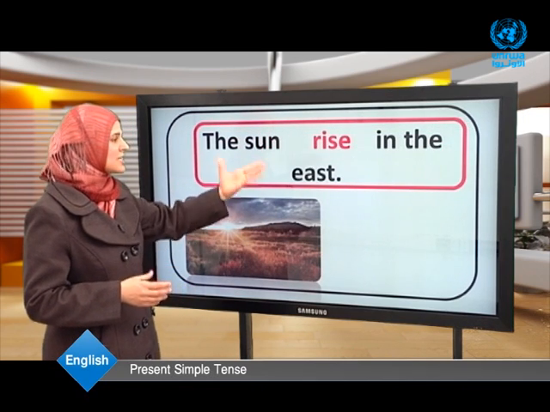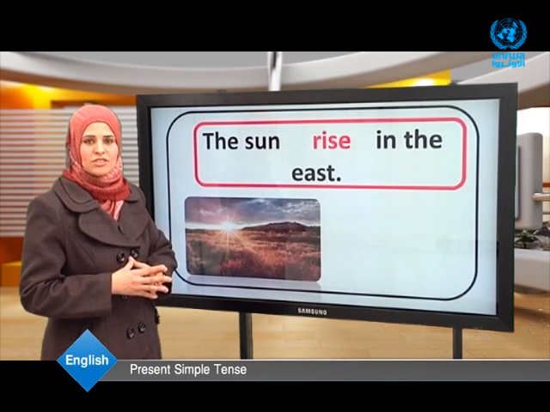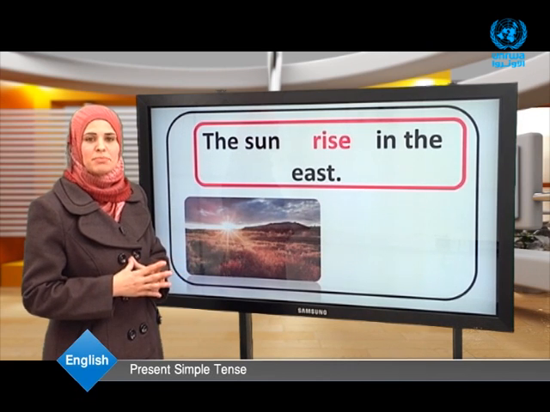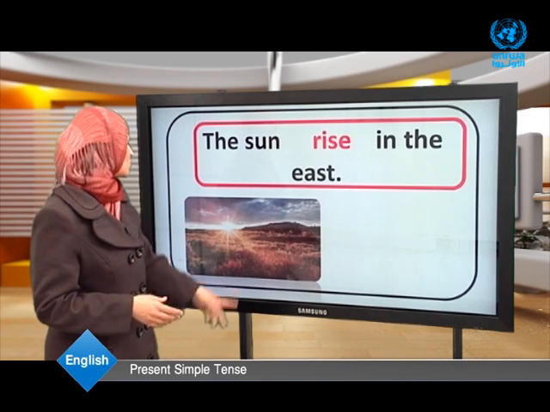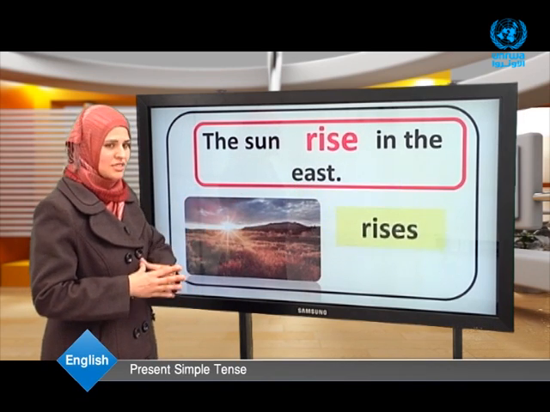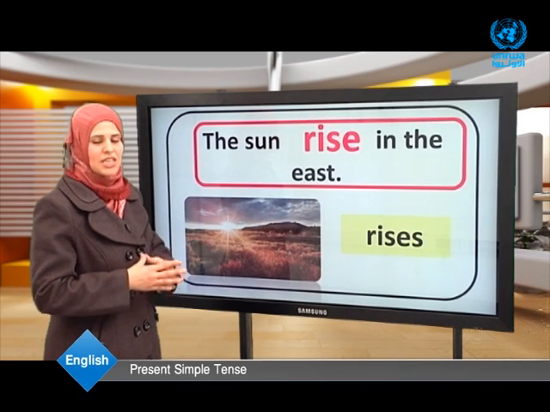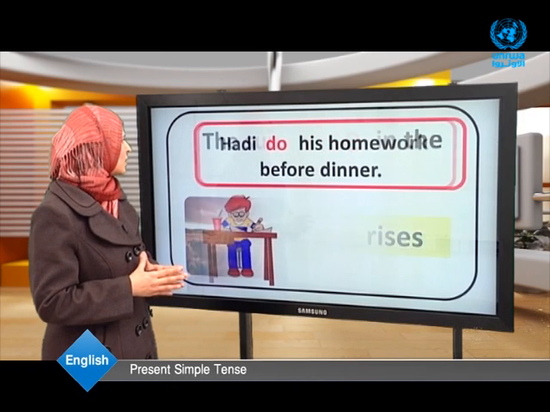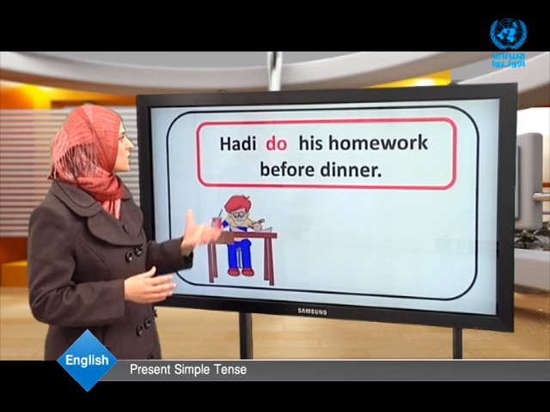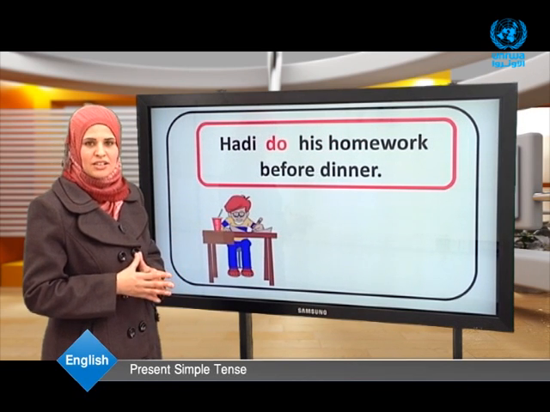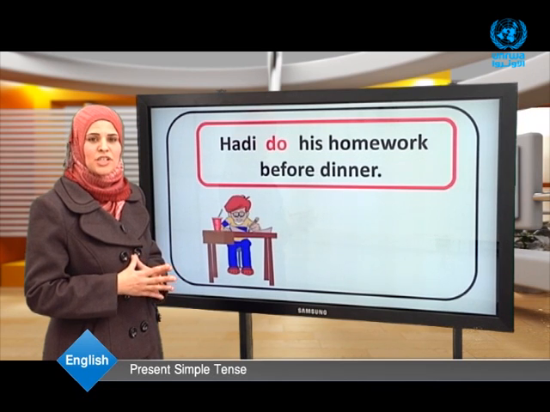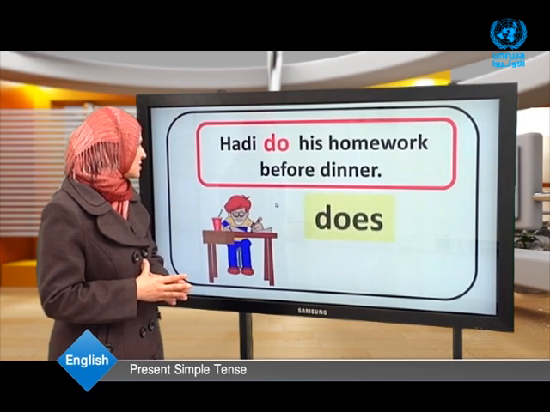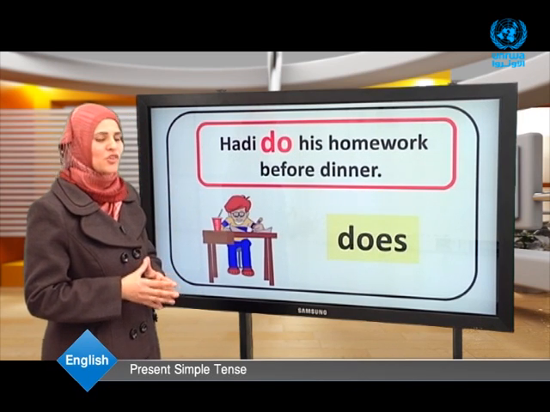Let's have another one. The sun rise in the east. So, what would you do? Correct the verb. Put it in the present simple tense. Very good. The answer is rises. So, the sun rises in the east. Let's have another one. Hadi do his homework before dinner. Yes. What is the correct form of the verb here? Very good. Does. So, Hadi does his homework before dinner.